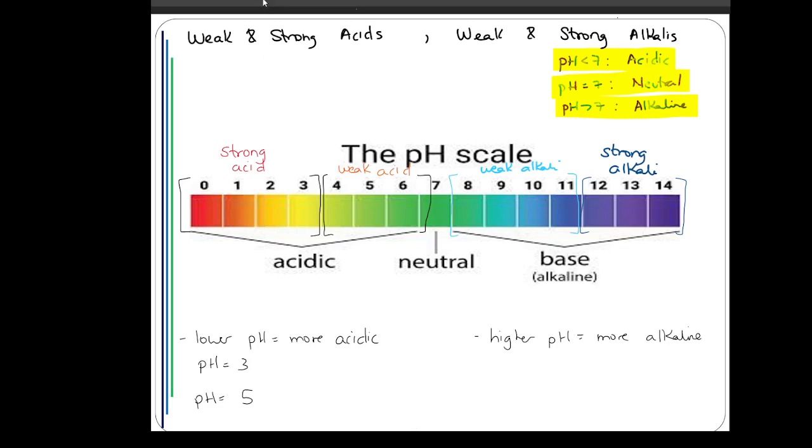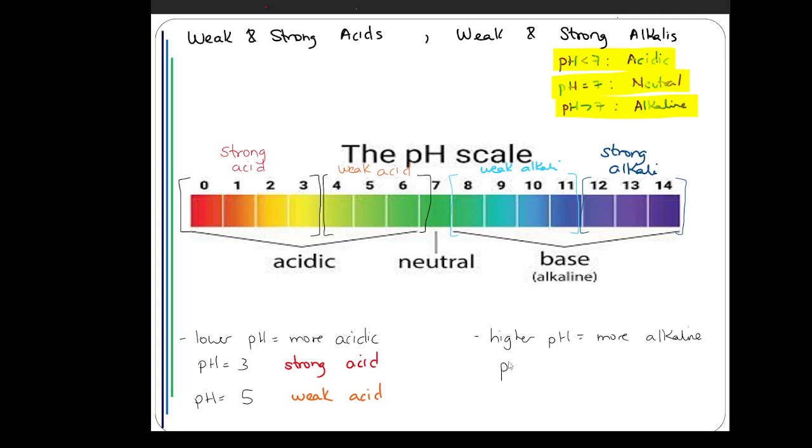Considering this information, this would mean that out of our two solutions, the solution with a pH of 3 would be the one which we would consider to be the strong acid, and the solution of the slightly higher pH, which is 5, would be our weak acid. So both are acids because they have a pH of less than 7, but we can now differentiate one as strong versus weak.